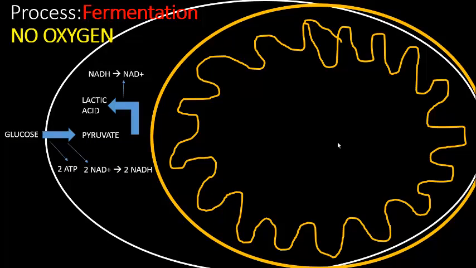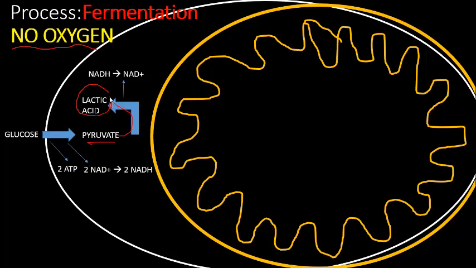If oxygen is not present, aerobic respiration will not take place. Instead, a separate process called fermentation is going to happen. If oxygen is not present, pyruvate does not enter the mitochondria. Instead, it stays in the cytosol and it enters fermentation. In human muscle cells, lactic acid fermentation is going to take place. During lactic acid fermentation, pyruvate is converted into lactate, or into lactic acid.